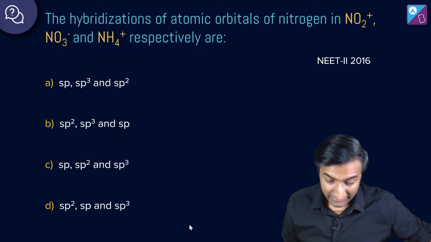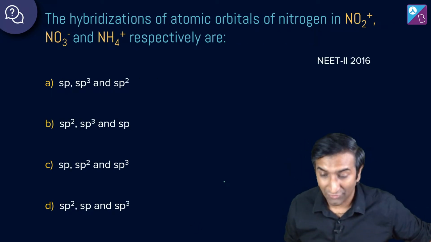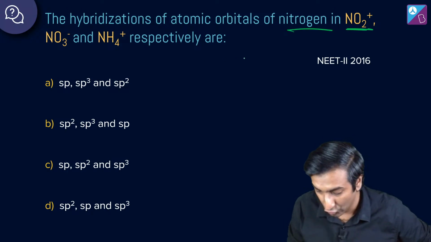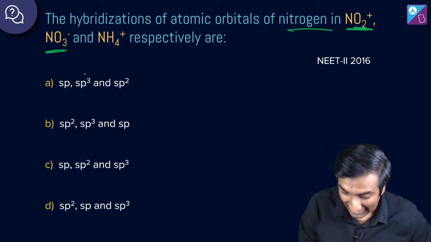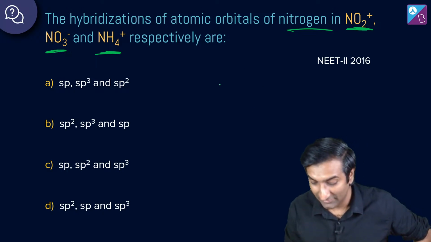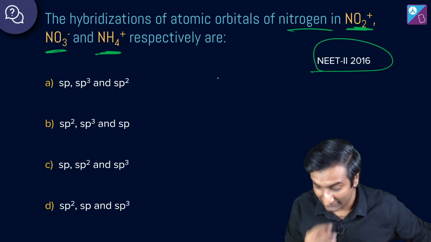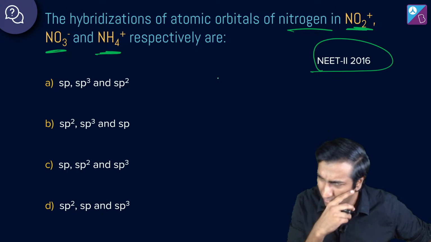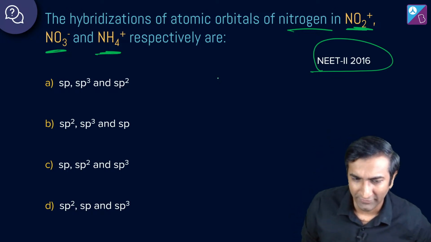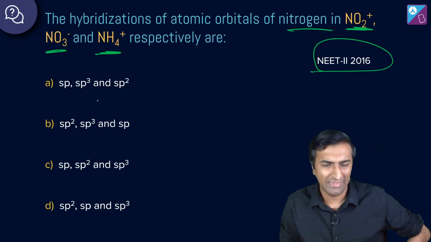Okay, sweet. The hybridizations of atomic orbitals of nitrogen in NO2 plus, NO3 minus and NH4 plus respectively. ये तो नीट 2016 का सवाल है. I have already asked you. I have a feeling I have already solved this question. खैर फिर से कर लेते हैं अगर किया तो, बट मे बी नहीं किया होगा.